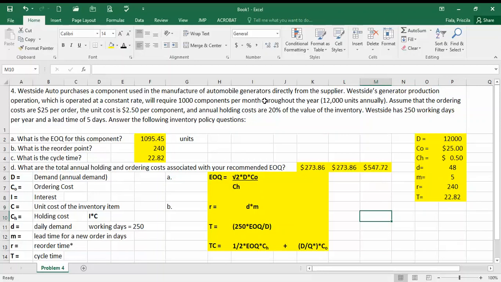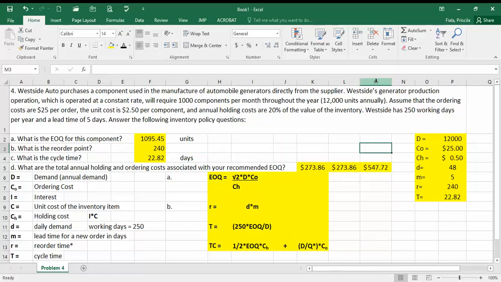Sorry about that. It's just that you have to understand or translate the problem into these variables, and therefore you're able to plug into the formulas, and then you're going to have your answers.